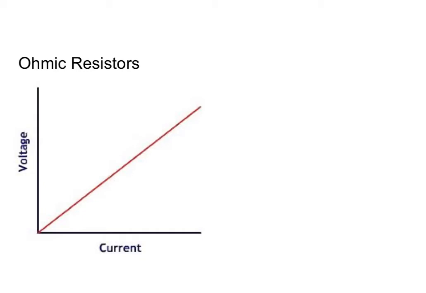Now, ohmic resistors are what you are used to at this point. They're represented in our circuit diagrams, often by something that looks like this, or once you leave the IB program and are creating circuit diagrams in college, by a symbol that looks like this. An ohmic resistor is defined as a resistor that has a constant resistance.